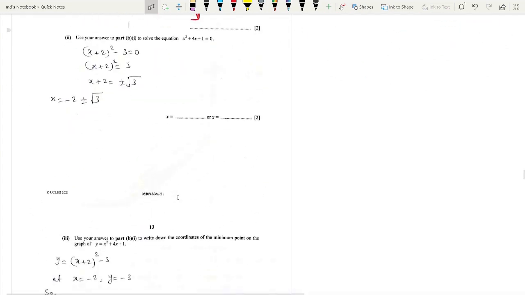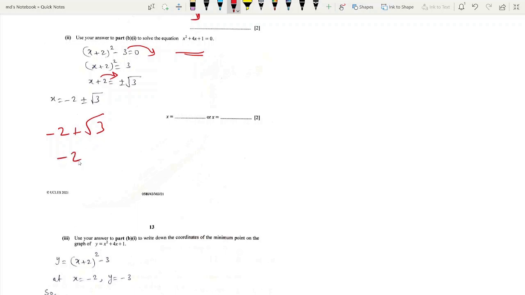Second part is use your answer and solve this. So x square plus 4x plus 1 equals 0 was x plus 2 whole square minus 3. Take 3 to the right side, which is x plus 2 whole square equals 7. x plus 2 equals plus minus root 7. So here you can get two values, and 2 you can take to the right side. So minus 2 plus minus root 7. So minus 2 plus root 7 you got, and minus 2 minus root 7 you got. You can keep your answer in this way, or if you use a calculator you can write decimal values here, doesn't matter. This is for 2 marks.